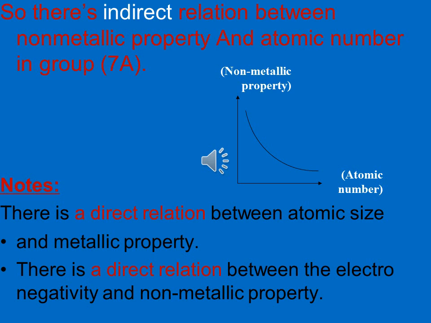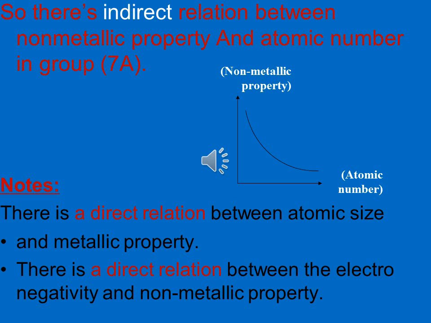Atomic size and the metallic property, direct relation. As the atomic size decreases, metallic property decreases because attraction increases, and the metallic property is related to attraction. And when the atomic size is increasing, metallic property increases because the attraction decreases, so the element can lose electrons easily. So again, there is a direct relation between atomic size and the metallic property. Atomic size increases, metallic property increases. Atomic size decreases, metallic property decreases.